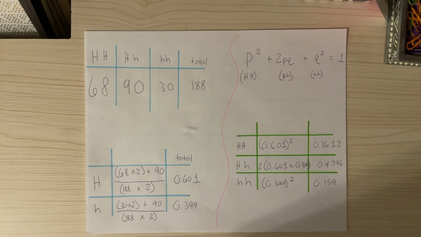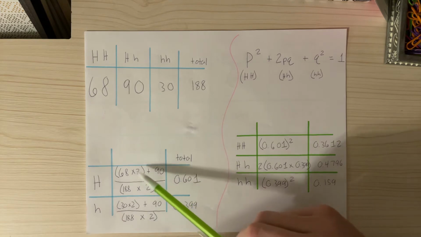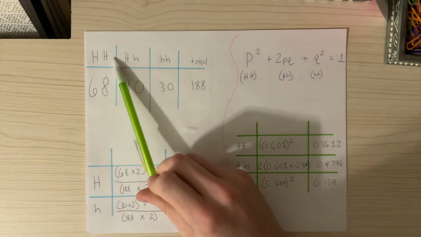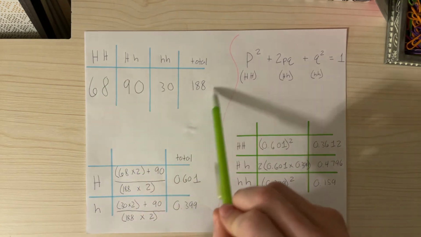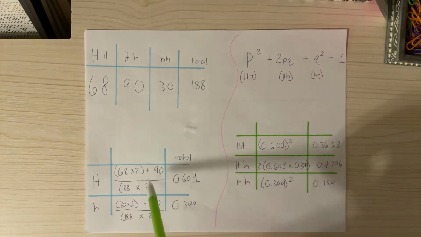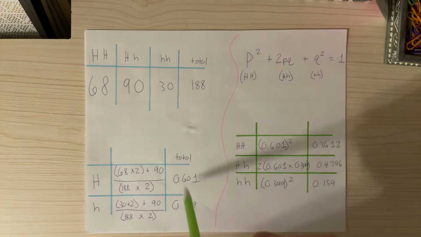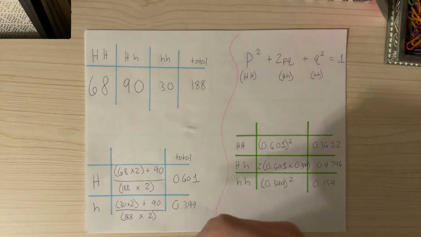To do this, first we need to get the allele frequency. This was done by this equation here, which, to explain it a little bit, is just you add up all the dominant H's and divide by the total. The total is multiplied by 2 because for every phenotype there are 2 alleles. So you get roughly this number.